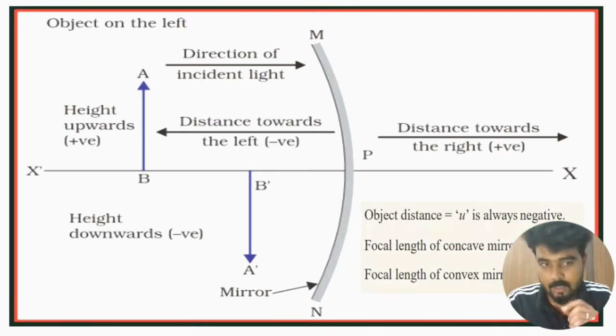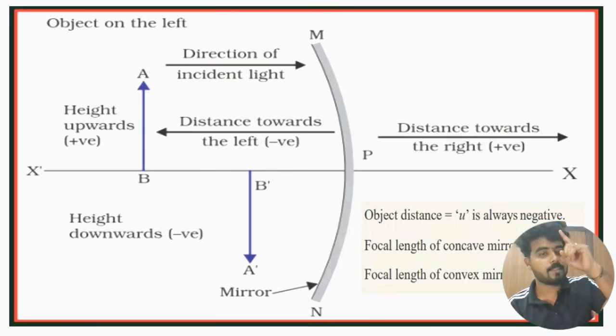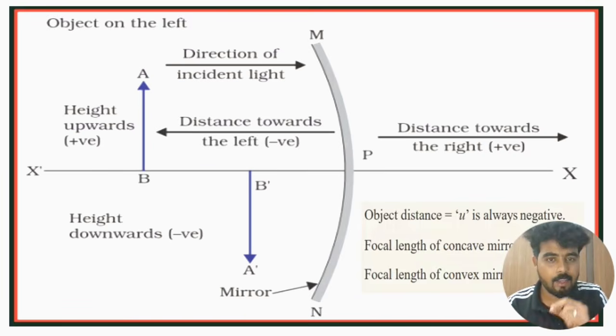But when we are talking about the image, it can be placed at the upside or downside. Based on that, we can judge the sign. If the image is formed upwards, it will be positive. If the image is formed downwards, it will be negative.